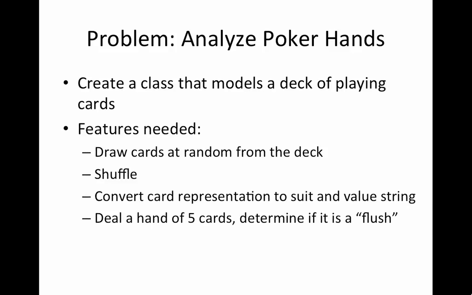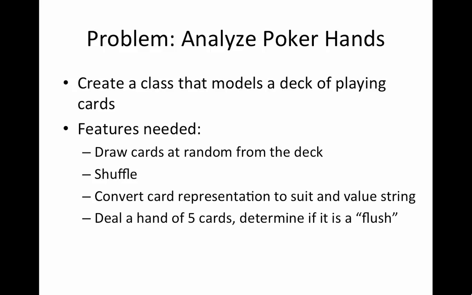We want to be able to draw cards at random from our deck. What does that mean, to draw a card at random? For example, it could mean that we have a method called draw, and it will return an integer, and that integer will be representing a card. So it will return to us the number that is associated with a particular card. We also want to be able to shuffle the deck.